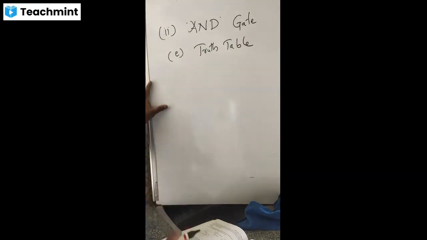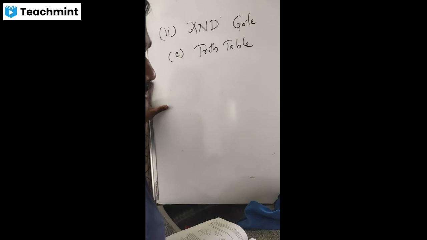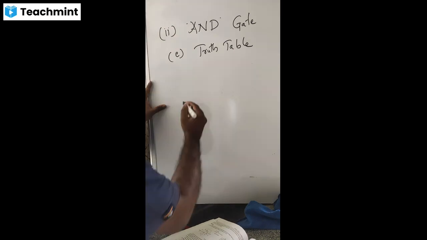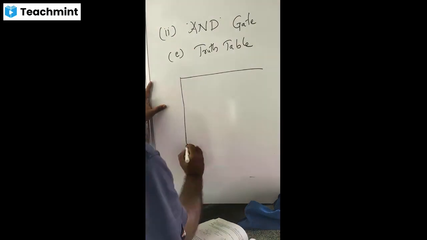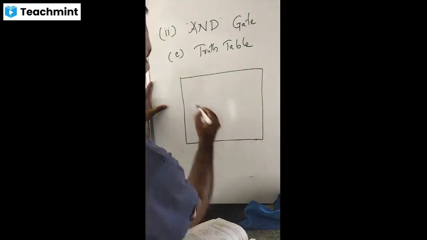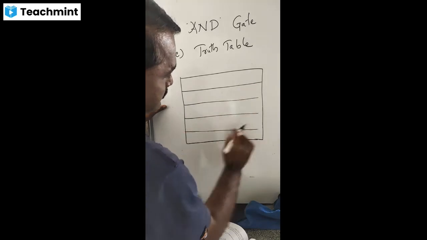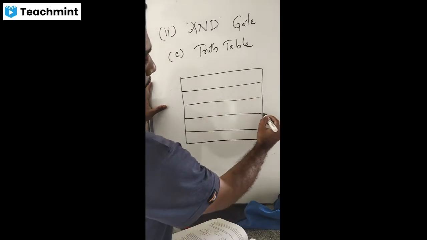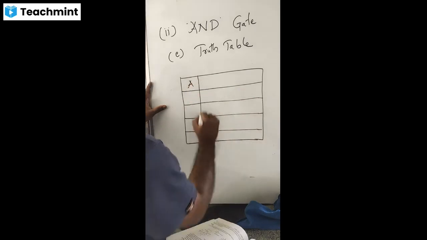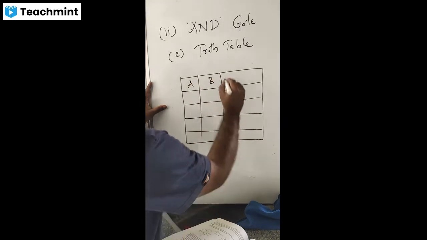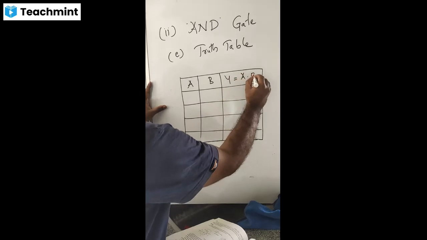So as I said, since two inputs are there, number of possible operations are how many? 4. 2 raised to n, 2 raised to 2, that equals 4. So again you need to draw the same table as you drew there. 1, 2, 3, 4. A, B, A dot B.